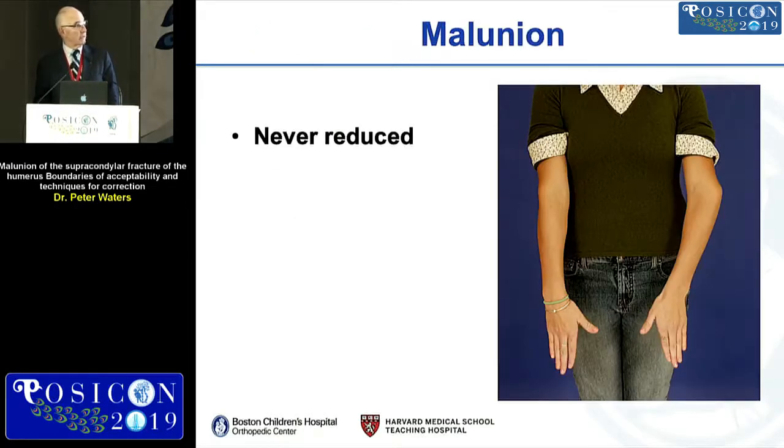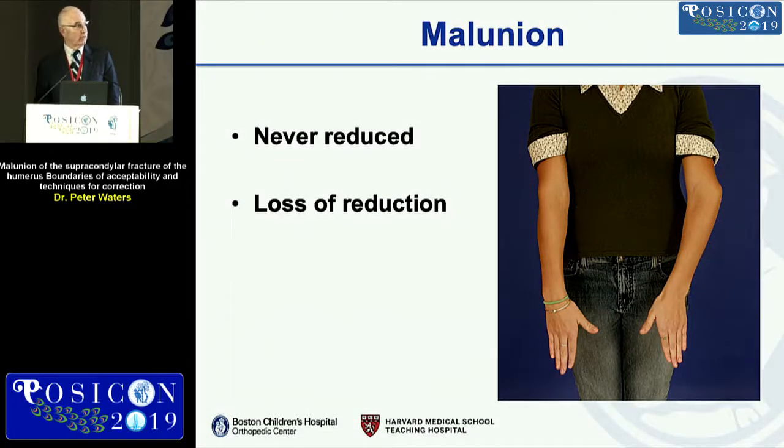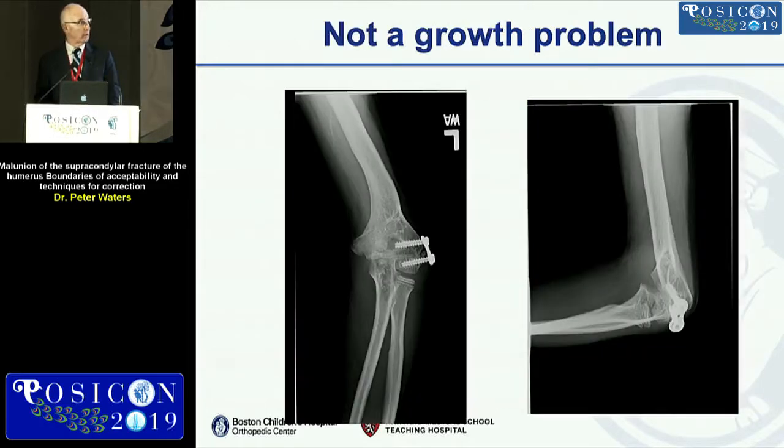So this is a situation of never reduced, late presentation, cubitus varus deformity, and the question is whether you operate on this or leave it alone. We talked about loss of reduction situations, so that usually means that our pin fixation is not adequate. We don't have sufficient bicortical fixation, or we pull our pins too early. This is not a growth problem.